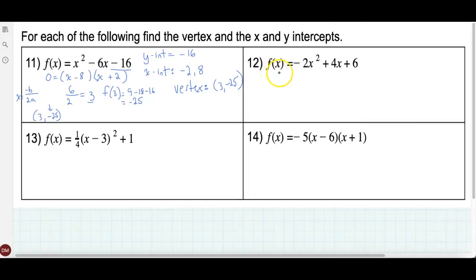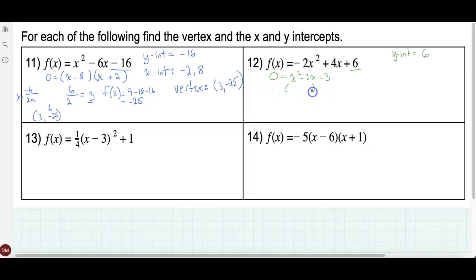All right, so another one in standard form. Our y-intercept is the constant here, so the y-intercept is equal to 6. The x-intercepts are when we have a y value of 0. I'm going to divide everything by negative 2 just to make things a little easier, because they're all divisible by 2. So x squared minus 2x minus 3 is equal to 0.